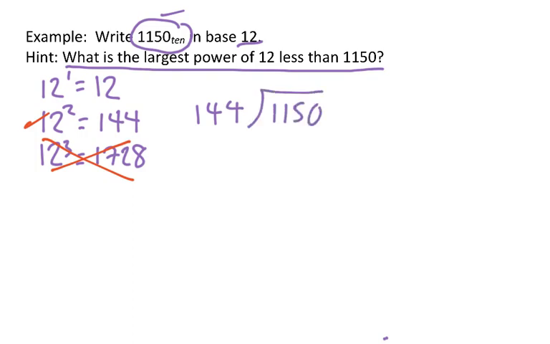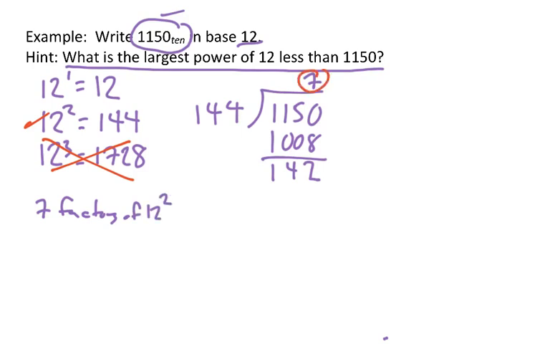And again, we have to do this long division style, so nothing terribly high-tech that we can do. This will go 7 times, and 144 times 7, I'm using my calculator a little bit, would give me 1,008, which gives me a remainder of 142. So there are 7 factors of 12 squared. That number there is important.